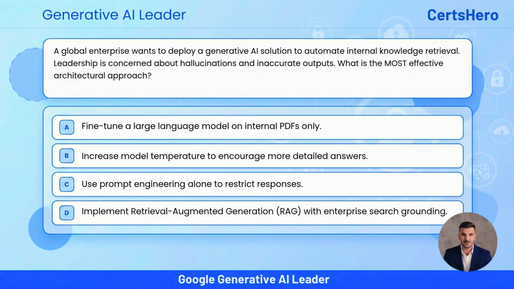Option A. Fine-tune a large language model on internal PDFs only. Option B. Increase model temperature to encourage more detailed answers. Option C. Use prompt engineering alone to restrict responses. Option D. Implement retrieval augmented generation, RAG, with enterprise search grounding.